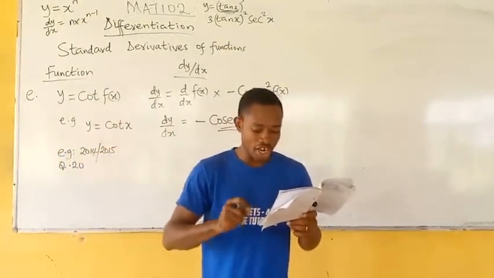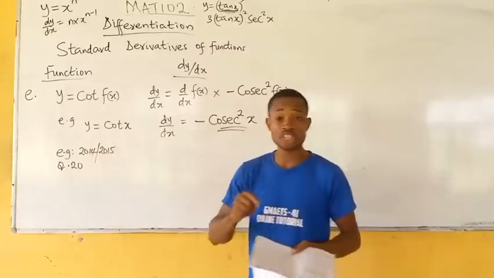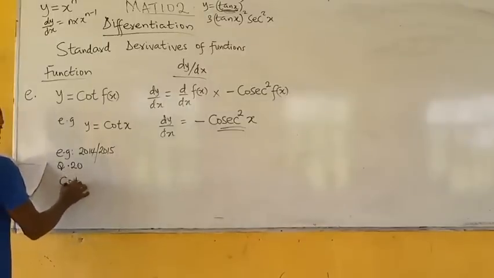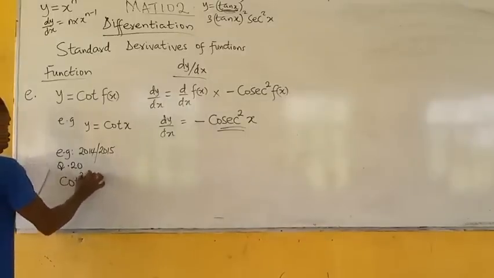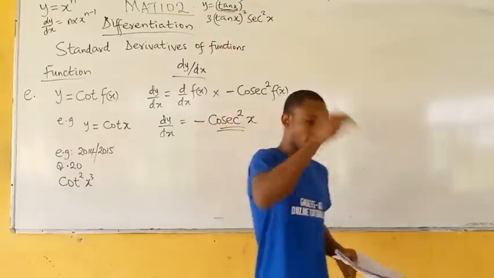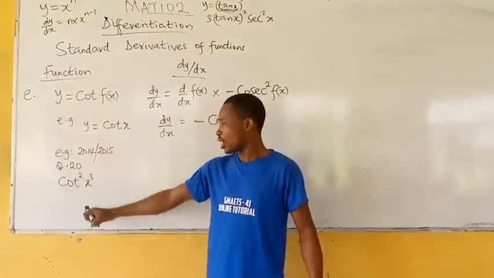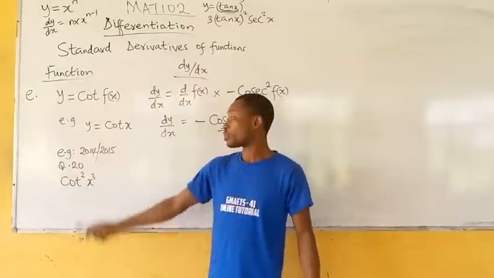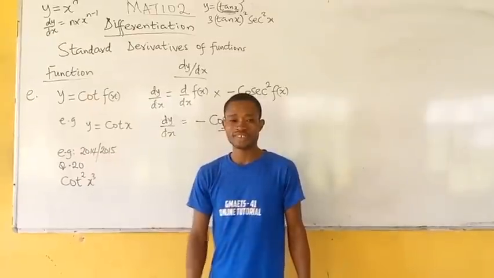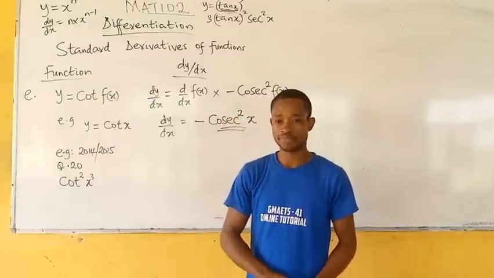Obtain the differential coefficient of the function cot square x cubed. That is square cot x cubed. That's the real pronunciation of this. The real interpretation is square cot x cubed. Anyway, let's see how we deal with this.